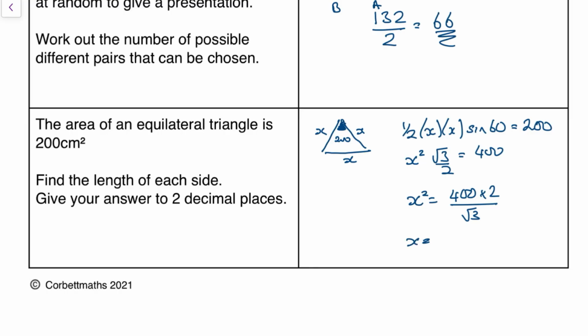Calculator out, take the square root of that number, and I get 21.49139864, which I'm going to call 21.5. And am I measuring something in centimetres? Yes, I am. 21.5 centimetres.